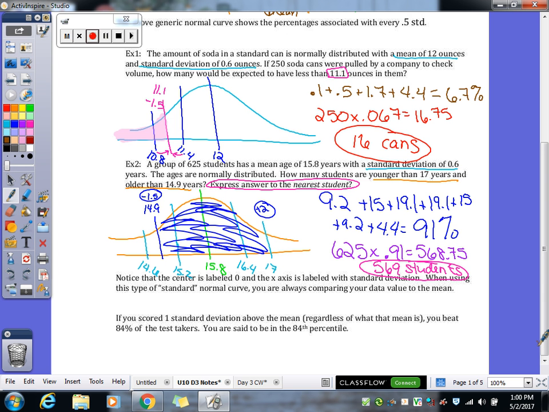So this is a standard normal curve. You're always comparing your data value to the mean. So you're always trying to figure out how far you are from that. So if you scored 1 standard deviation above the mean, regardless of what the mean is, you've beaten 84% of the test takers. So if you're taking a test, you've beaten 84% of the people. Your percentile rank would be the 84th percentile. Remember, that word percentile means it's comparing you to everybody who did less or worse than you did.